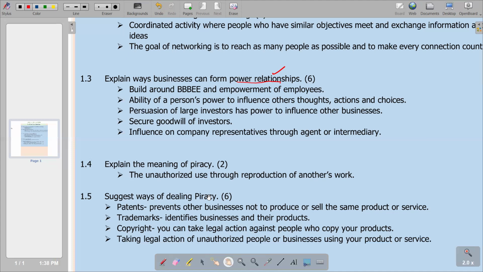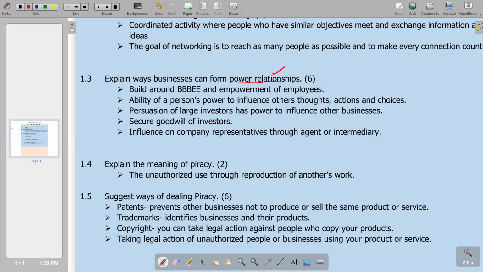So patents, we know that this is a license that gives the owner the legal right to exclude others from making or using or selling an invention for a limited period. So when you have the legal right to prevent others from using your work, that is what we call patents. So use of that can be a solution to piracy. So this is the first point that we have.